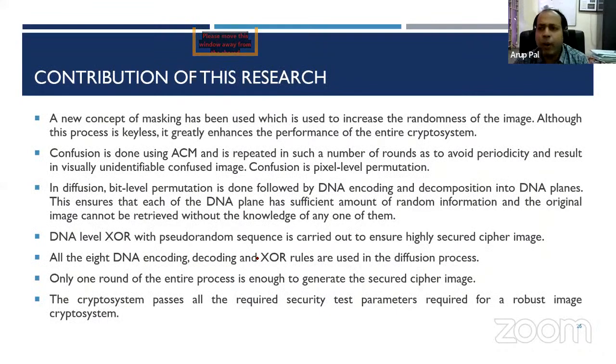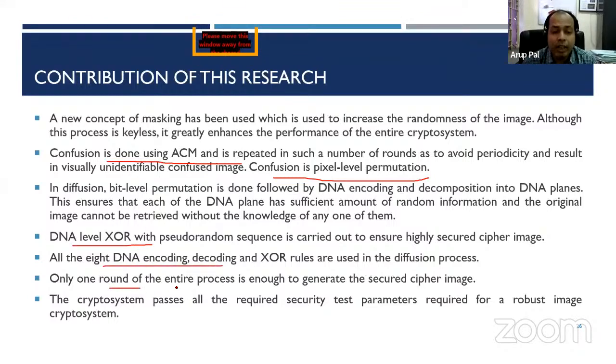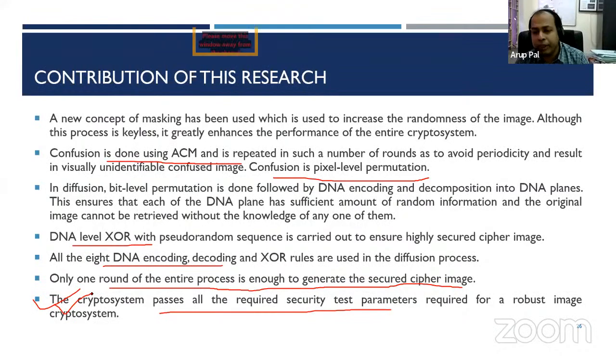Okay, so what is the motivation in this particular work? Now, what is the contribution? Here confusion is done using the annual cat map. For diffusion, pixel-level permutation is used, and we have used the DNA-level XOR operation with all 8 DNA encoding rules, and only one round of the entire process is enough to generate a secure cipher image. The crypto system passes all the required security test parameters. That is very important. Whenever you design any crypto system, you also test whether it satisfies all the security parameters or not.